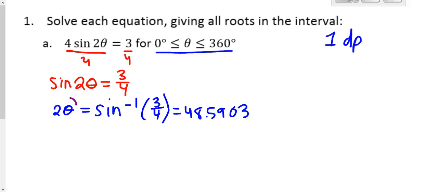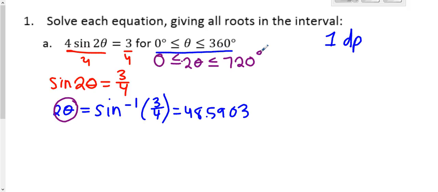And then the other thing is we're working with 2 theta. That means we need to make our interval with 2 theta. 0 times 2 is still 0. 2 times 360, however, will give us 720. So this is the interval we will be looking in to find the rest of our answers.